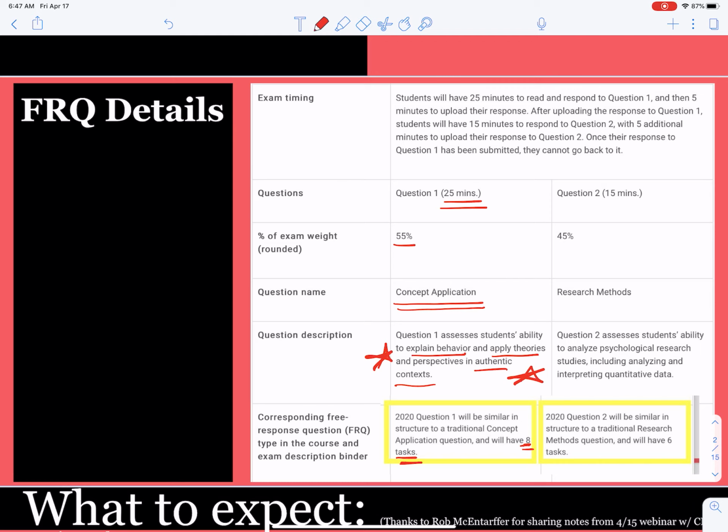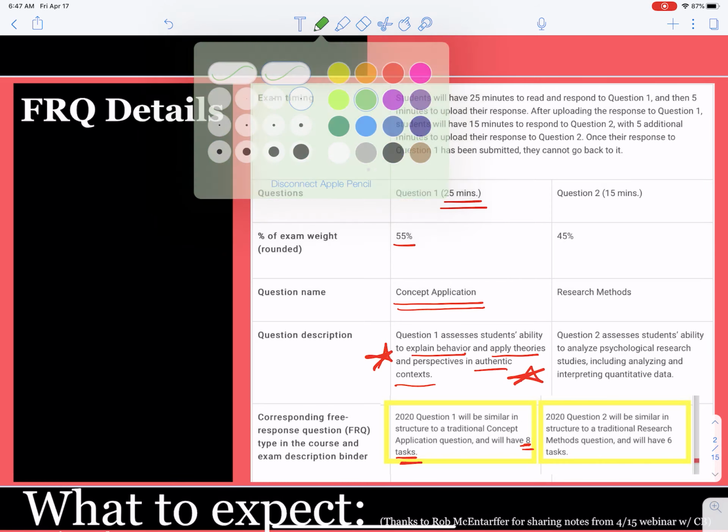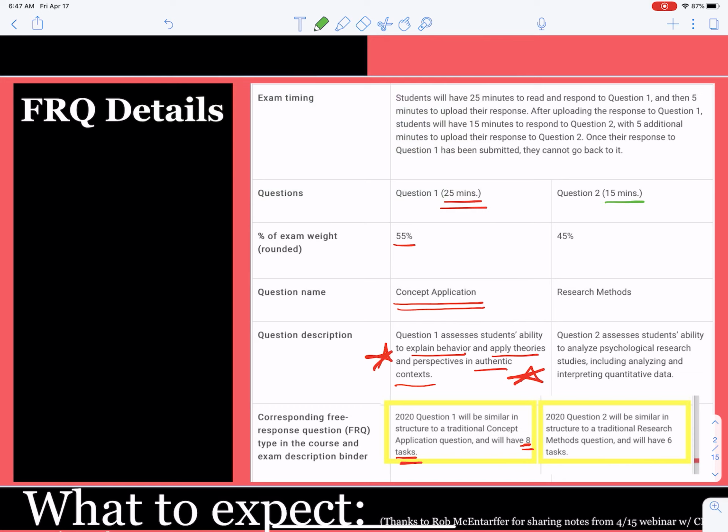Okay, then the second question is going to be a question that you're given 15 minutes for. It represents 45% of your exam score, and that will be on research methods. What they're going to be looking for you to be able to do there is analyze research studies and interpret quantitative data. I'm going to get into that a little bit more in a minute. There are going to be 6 tasks on that question.